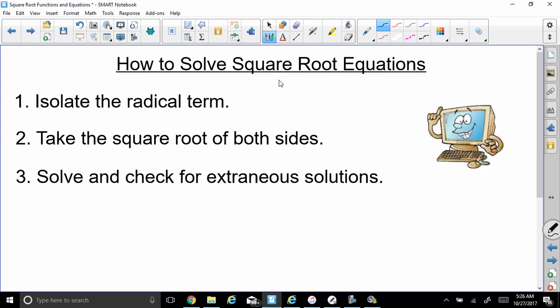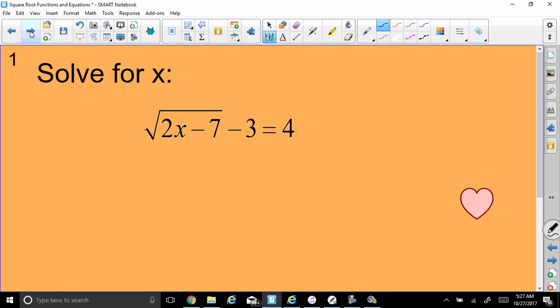How to solve a square root equation. I have a little video I'll be showing in class. Step 1, isolate the radical terms. Step 2, take the square root of both sides. Step 3, solve and check for extraneous solutions. So there might be, again, more than one answer, which you have to avoid.